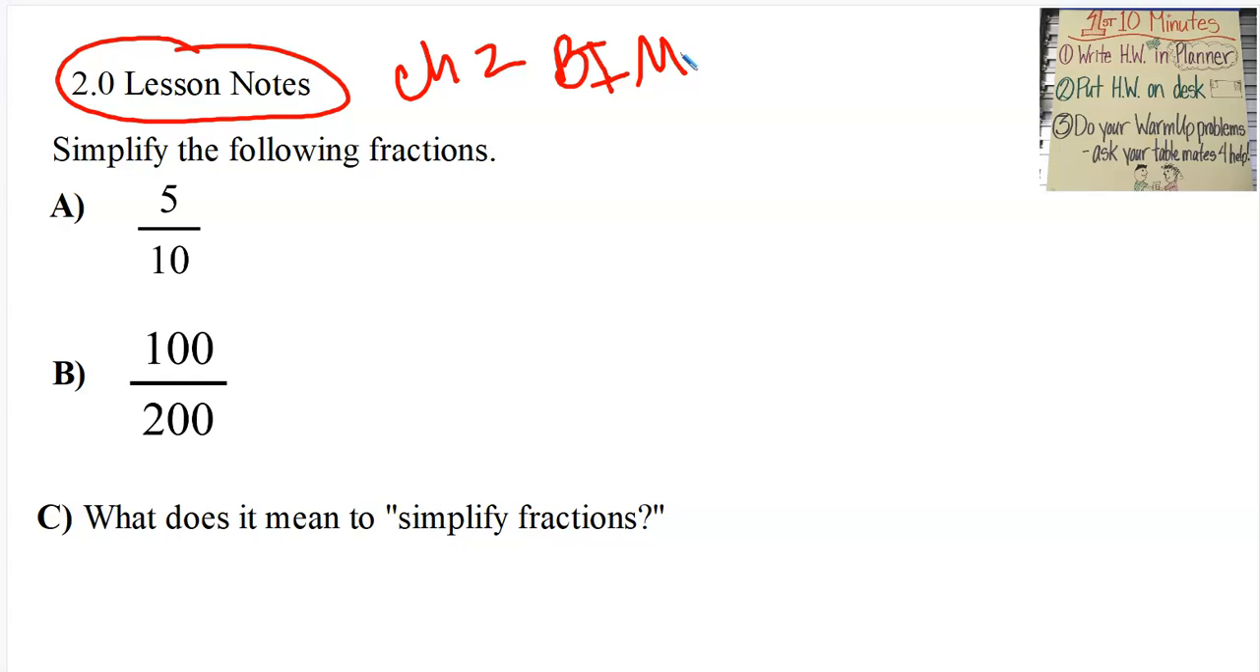So the warm-up is 2 simplifying problems and then, in your own words, what you think it means to simplify fractions. So go ahead and pause the video, spend about 5 minutes on this, and then unpause the video, and I'll show you what I did.